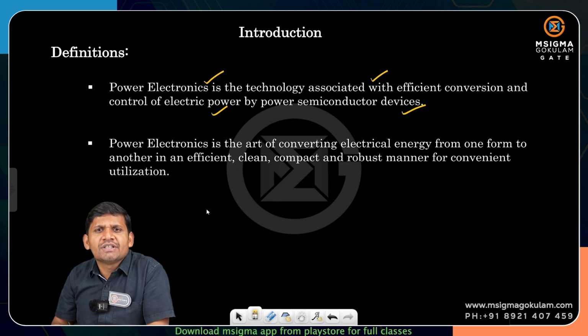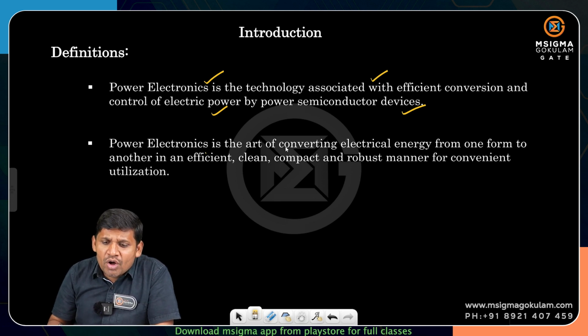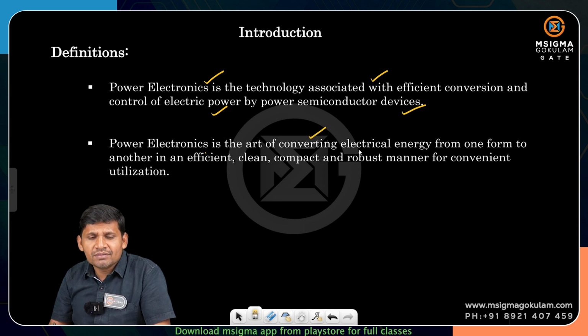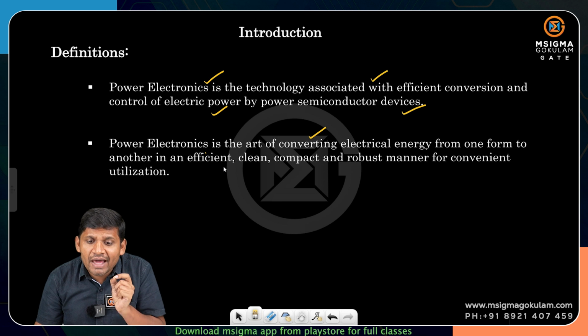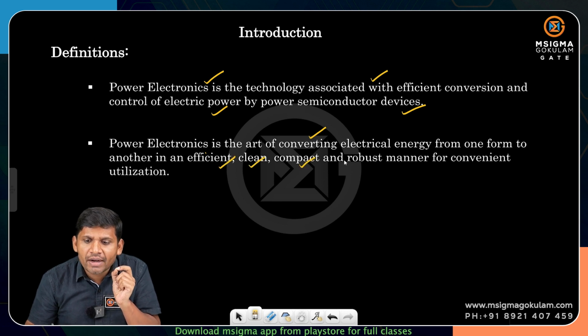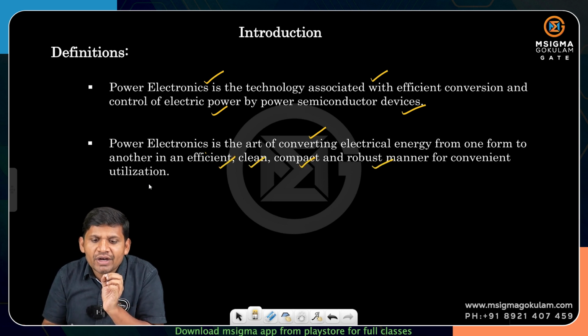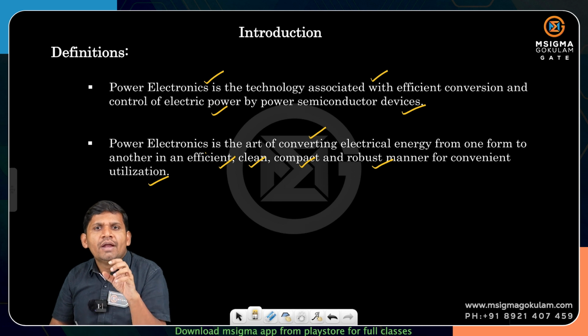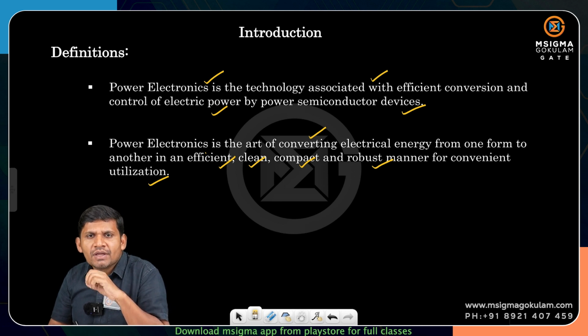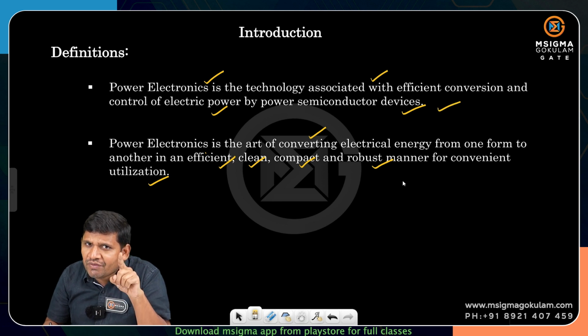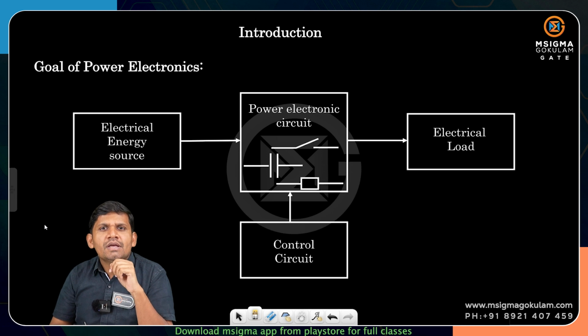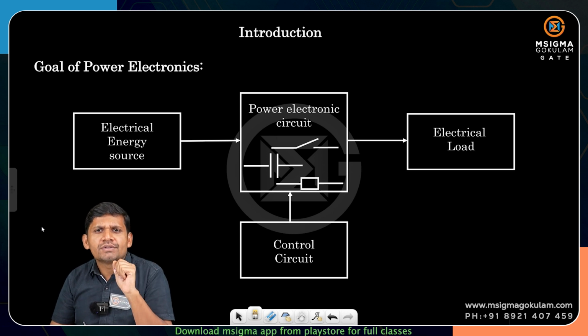And one more definition that I am giving. Power electronics is the art of converting electrical energy from one form to another in an efficient, clean, compact and robust manner for convenient utilization. This is also a definition of power electronics. Clear, students? But power electronics is more popular because of which devices? Power semiconductor devices.